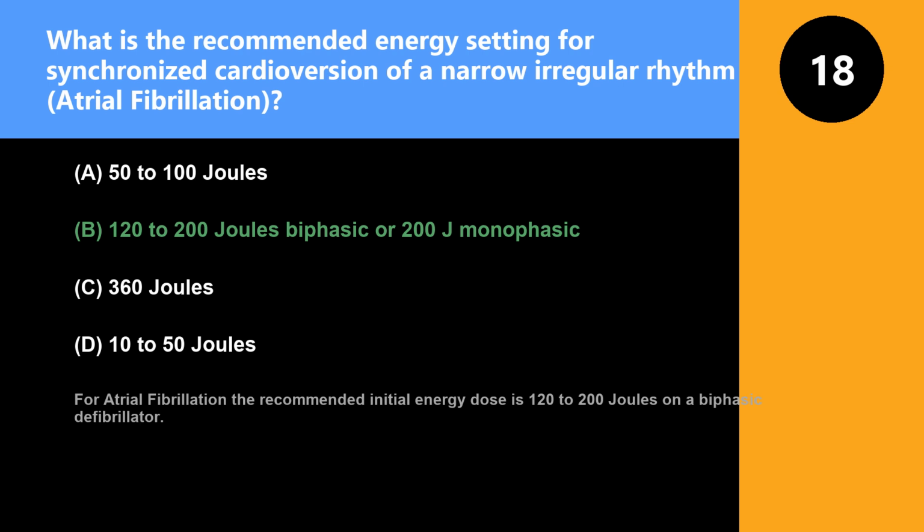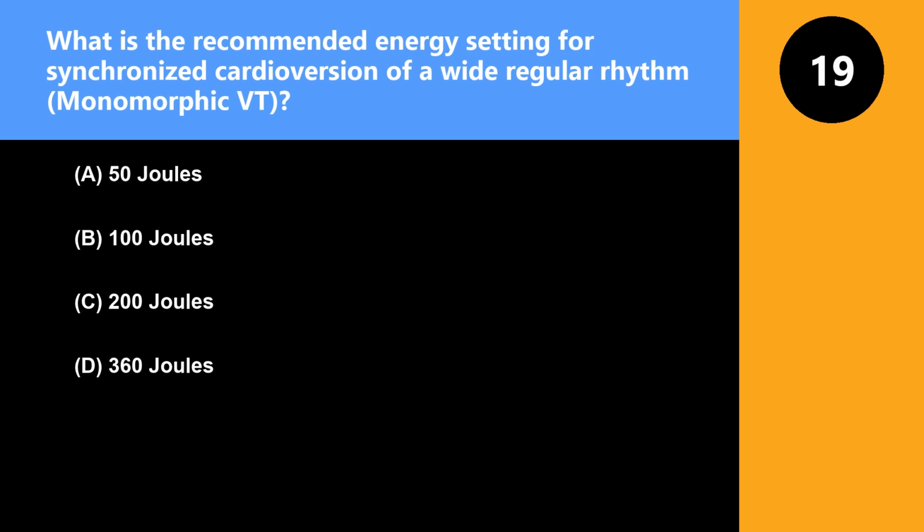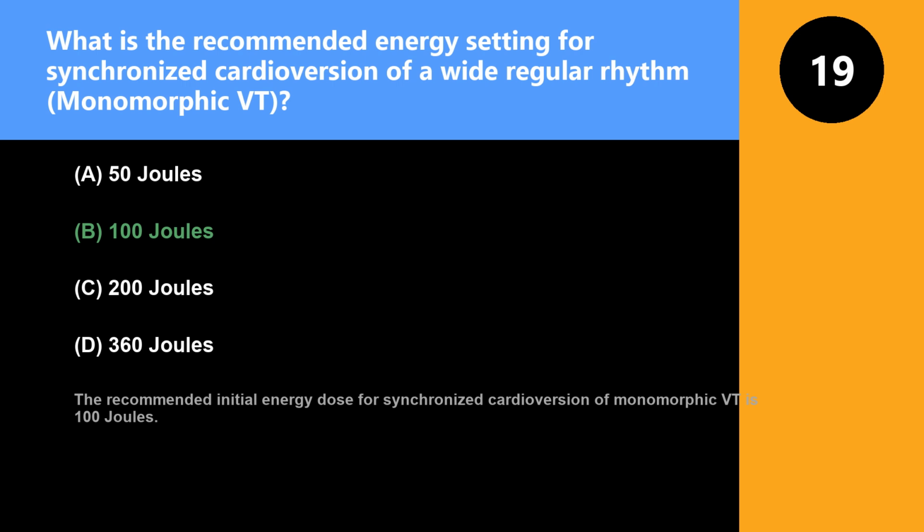For atrial fibrillation, the recommended initial energy dose is 120 to 200 joules on a biphasic defibrillator. Question 19. What is the recommended energy setting for synchronized cardioversion of a wide regular rhythm, monomorphic VT? Option A, 50 joules. Option B, 100 joules. Option C, 200 joules. Option D, 360 joules. The correct answer is option B, 100 joules. The recommended initial energy dose for synchronized cardioversion of monomorphic VT is 100 joules.